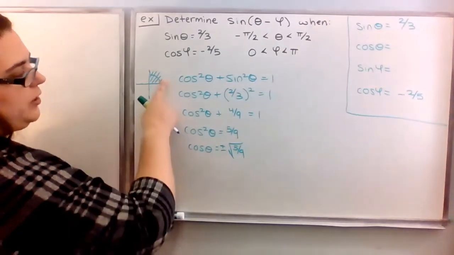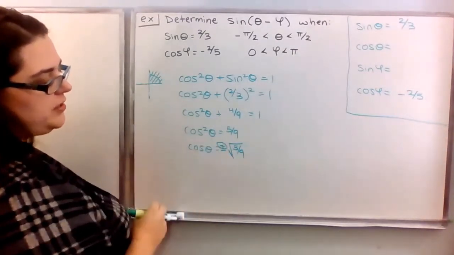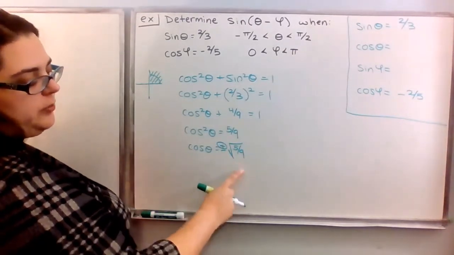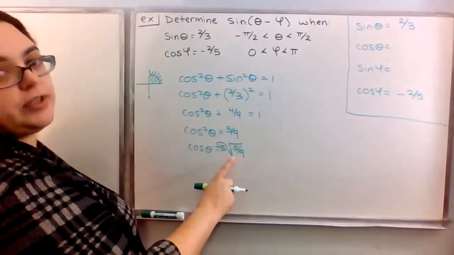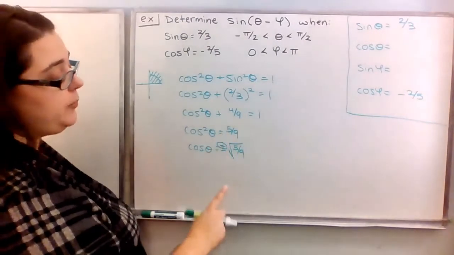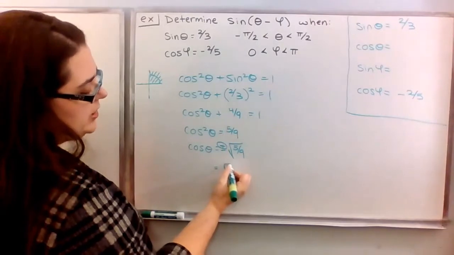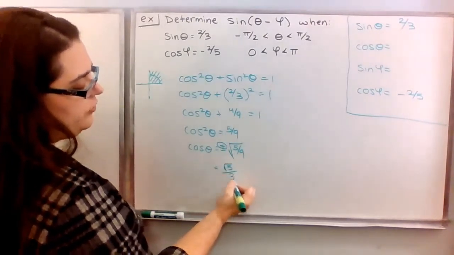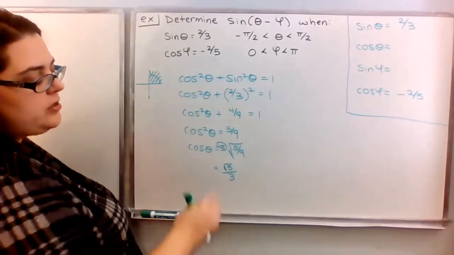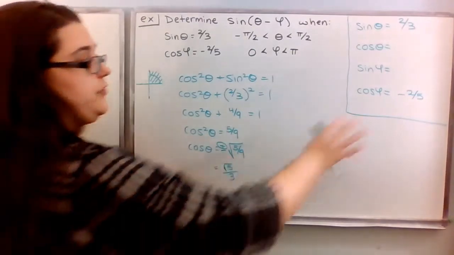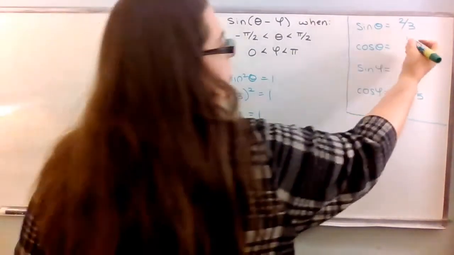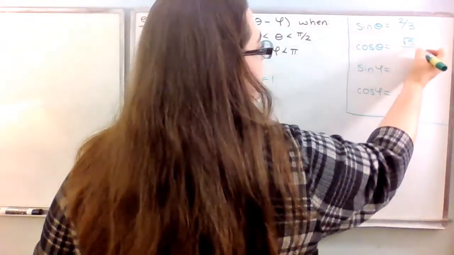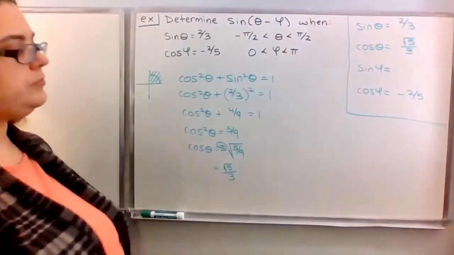Now we know because we're in quadrant 1, we want the positive square root. And because we're taking the square root of a fraction, we can square root the numerator and square root the denominator. So this is going to be a positive √5/3. So we now have cosine of theta, so I'm going to fill that in on my list over here. Positive √5/3.